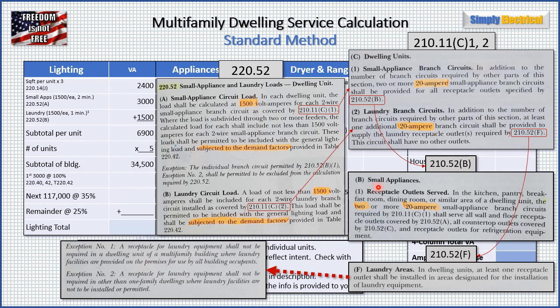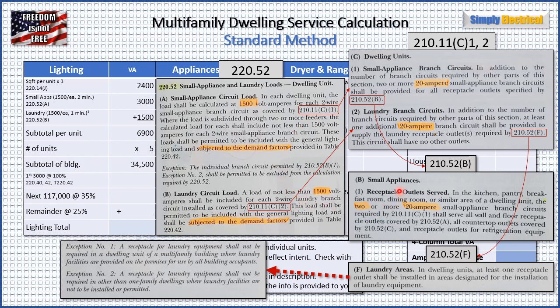210.52(B), small appliances. Receptacle outlets served. So in kitchen, pantry, breakfast room, dining room, or similar area of a dwelling unit, the 2 or more 20 amp small appliance branch circuits required by 210.11(C)(1), that's those up here, shall serve all wall and floor receptacle outlets covered by 210.52(A), all countertop outlets covered by 210.52(C), and receptacle outlets for refrigeration equipment. So basically what this means is all the outlets that are in the kitchen, pantry, and any related room to a kitchen, those outlets are going to be figured into these small appliance branch circuits.